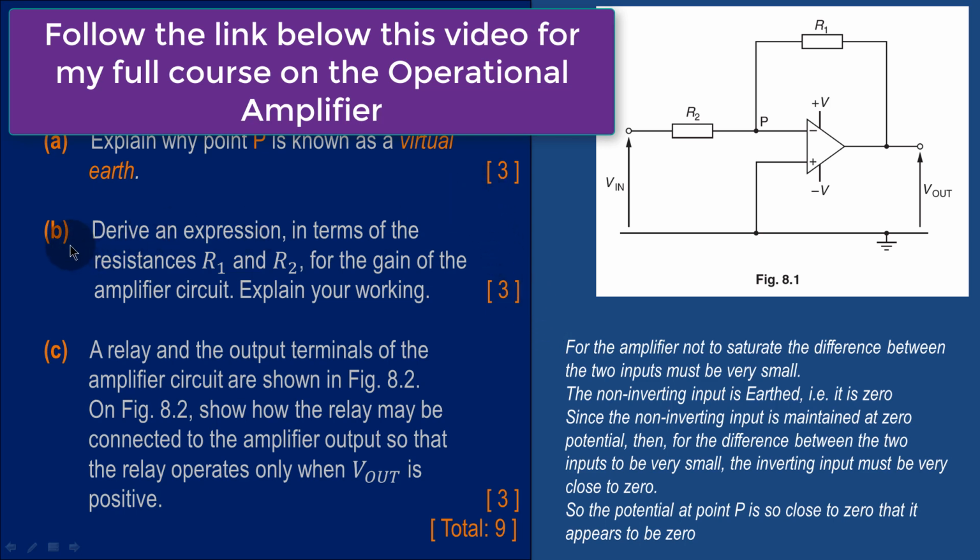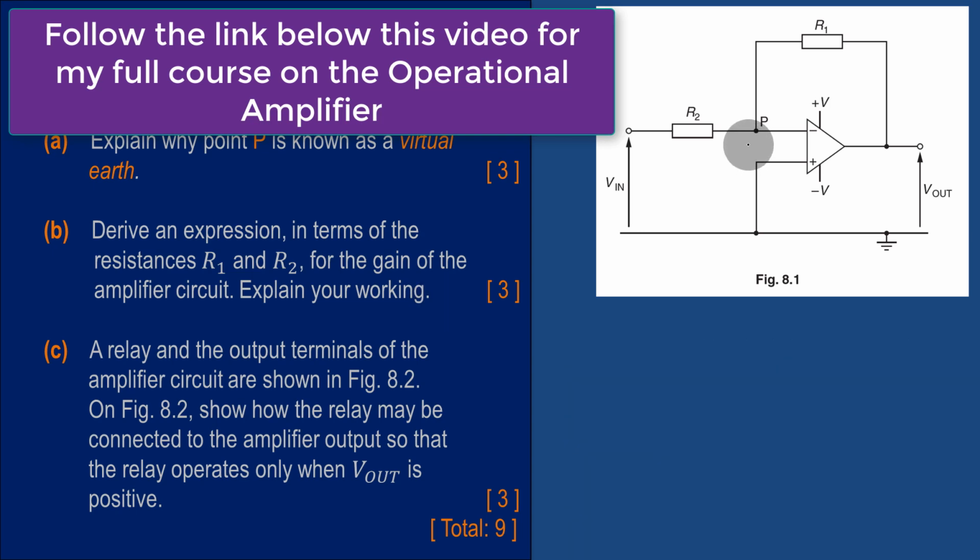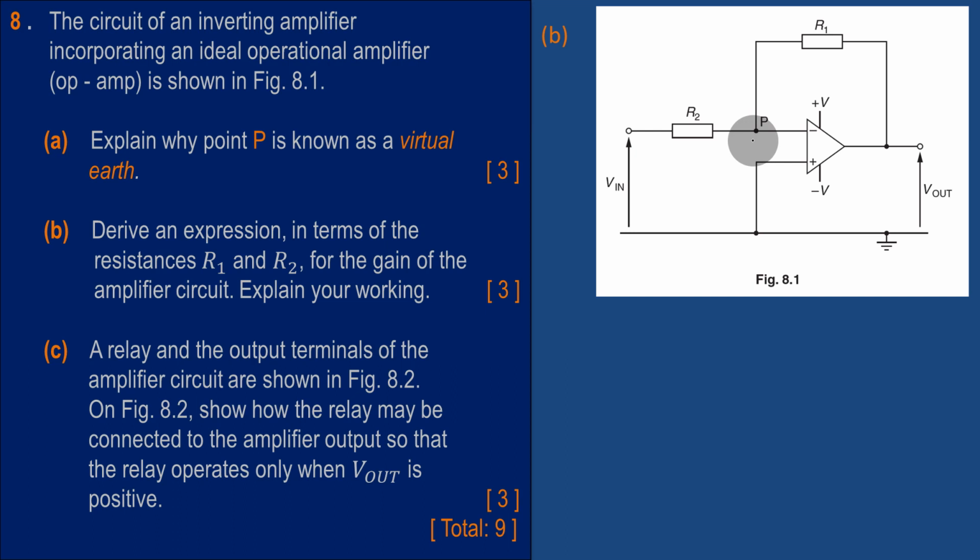Let's go to part B, where we are required to derive an expression in terms of R1 and R2 for the gain of the amplifier circuit, and we have been asked to explain our working. So from part A, we have just agreed that the potential at point P is 0 volts. Let's suppose that the input is positive, so positive Vin. So the potential at this point is higher than 0.